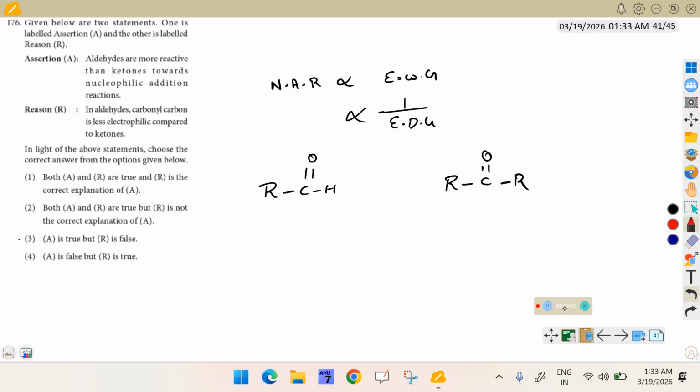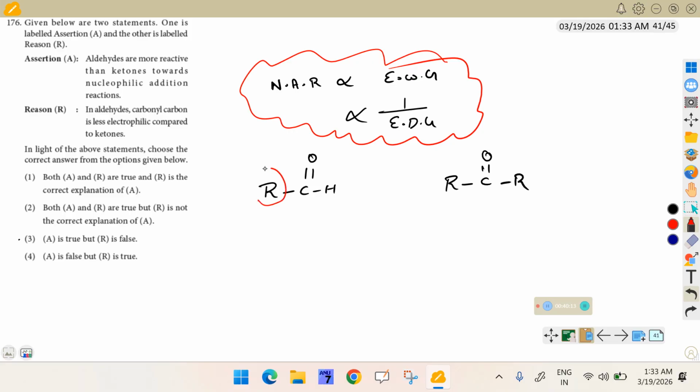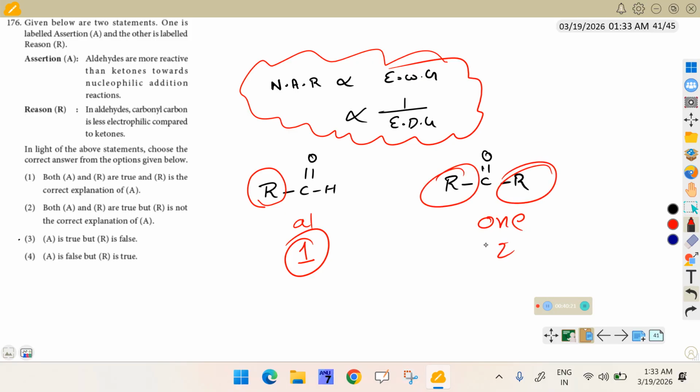Next, an assertion-reason type of question. Aldehydes are more reactive than ketones towards nucleophilic addition. Correct. Aldehydes are more reactive because in aldehydes only one electron donating group is present, but in ketones two electron donating groups are present. As the number of electron donating groups increases, nucleophilic addition decreases. A is true. Reason: in aldehydes, the carbonyl carbon is less electrophilic compared with ketones. Wrong. A is true, R is false.